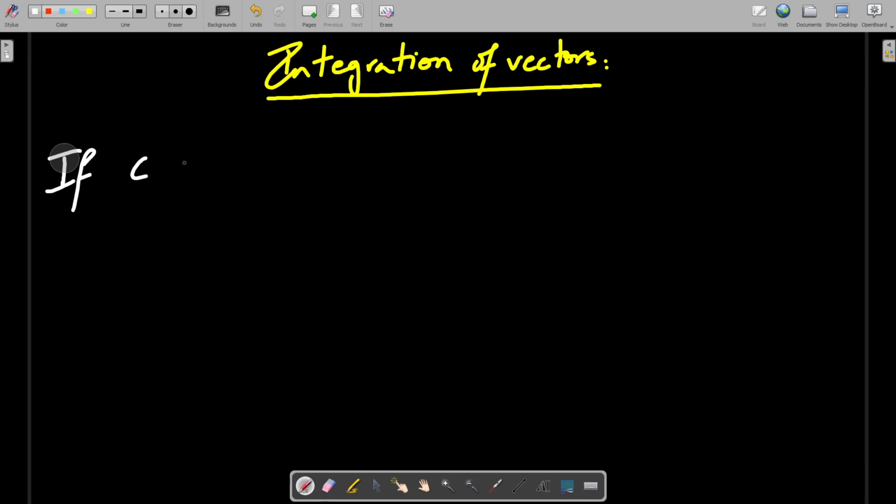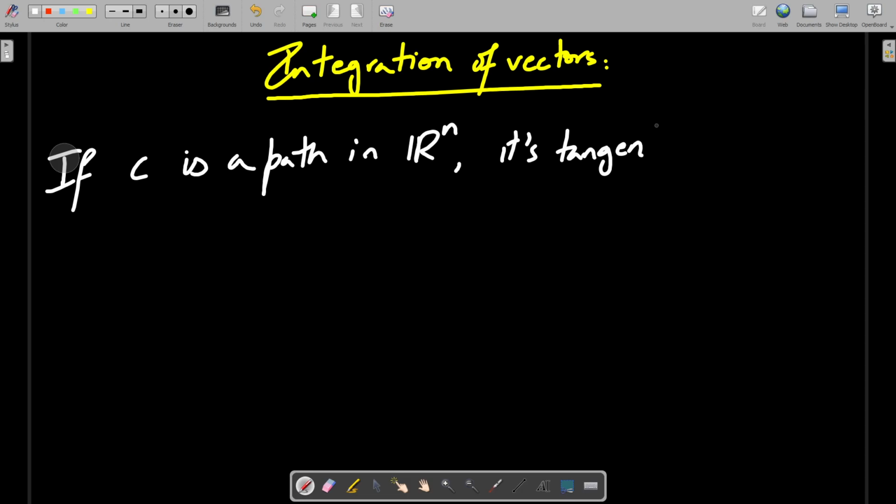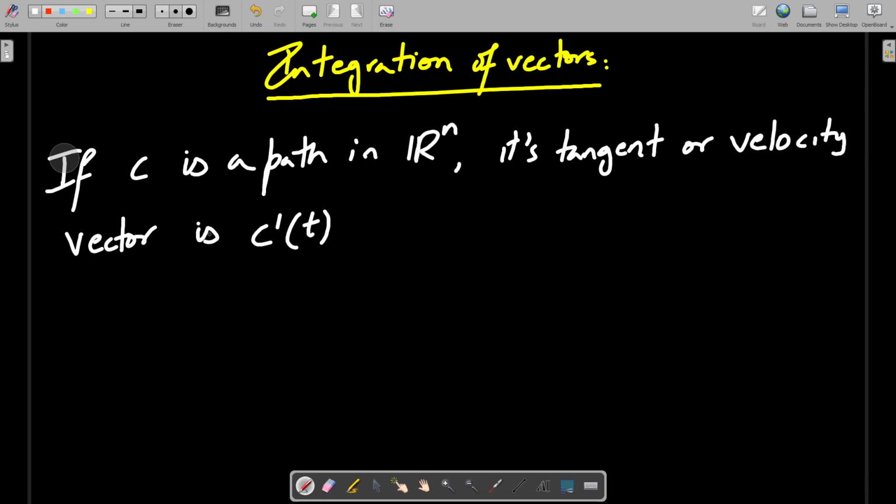If C is a path in Rn, its tangent or velocity vector is nothing but C prime of t.